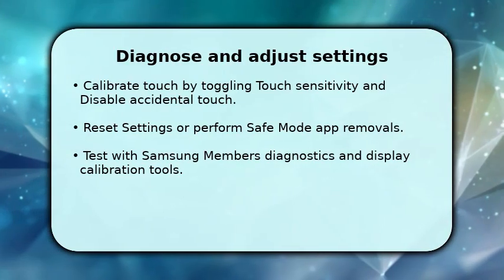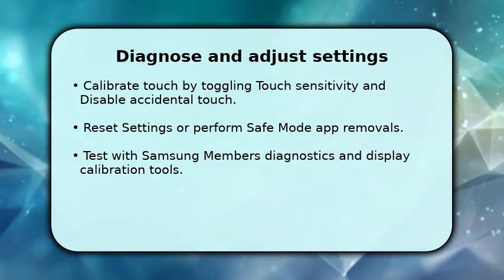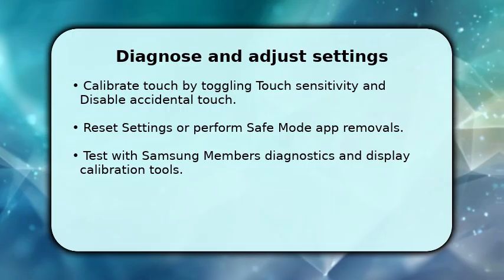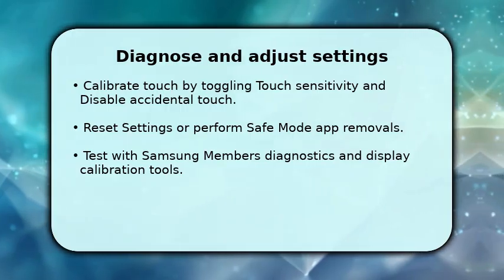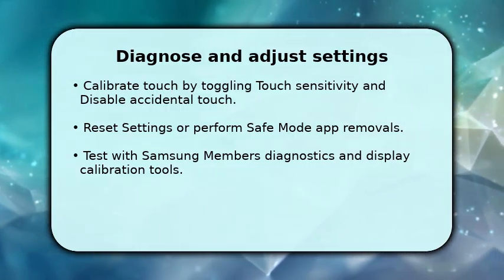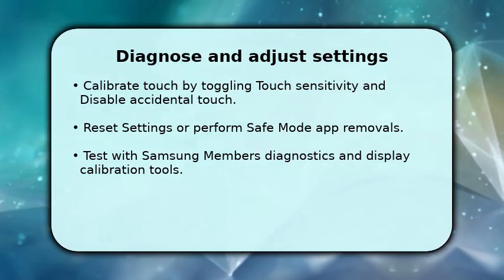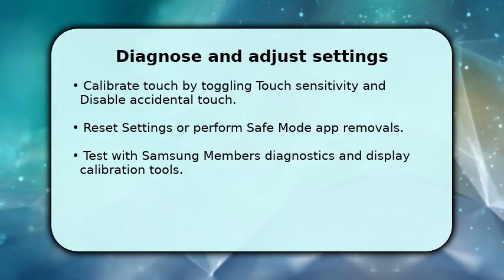If the issue remains, change touch-related options. Open Settings Display and toggle Touch Sensitivity or disable Accidental Touch to reduce false inputs. Then use Samsung Members Diagnostics or the phone app's hardware tests to map where touches register. This helps confirm whether the digitizer or software is at fault.